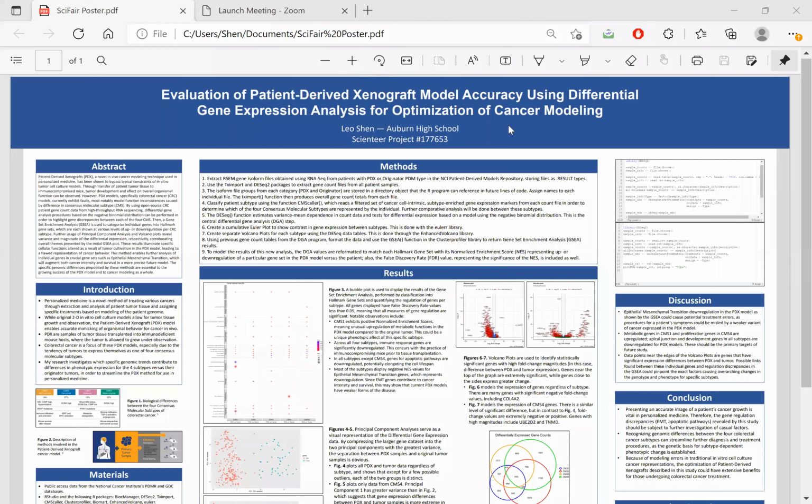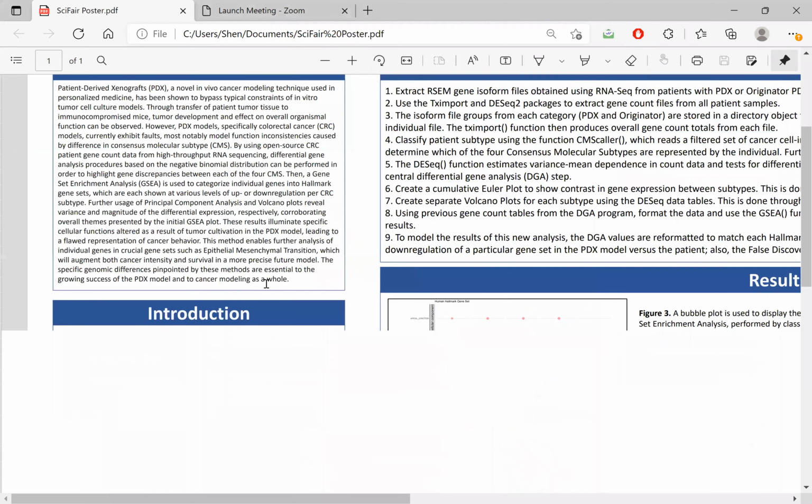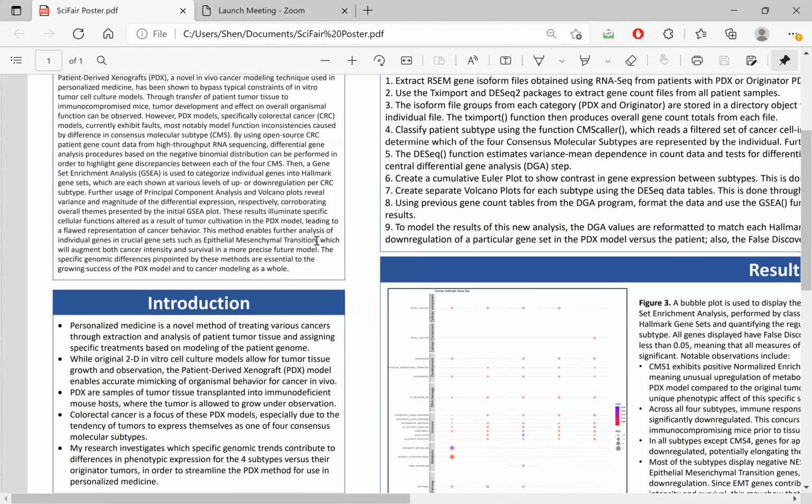My project is on the evaluation of patient-derived xenograft model accuracy using differential gene expression analysis for optimization of cancer modeling. Patient-derived xenografts are a form of in vivo cancer modeling for personalized medicine techniques.